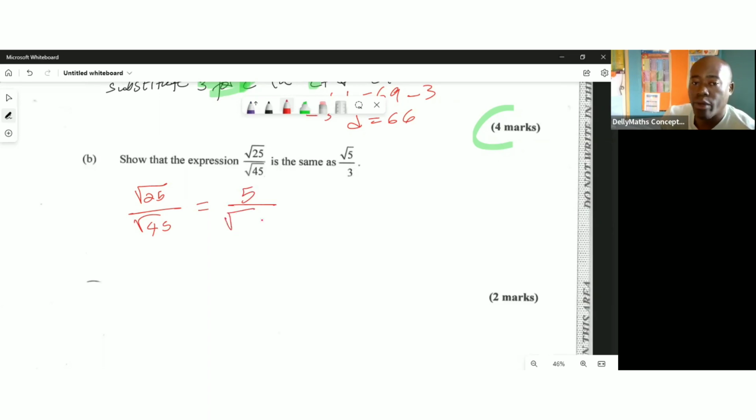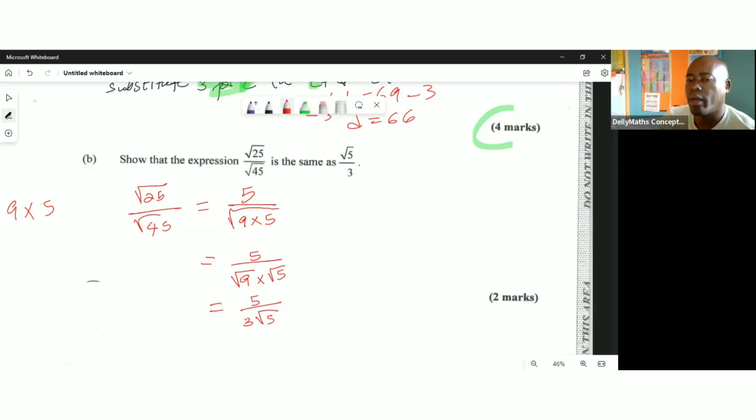But I want to represent the root of 45 using a perfect square here, which is 9, because I'm seeing where 9 times 5 will give me a 45. So then I could split it further and say root of 9 times the root of 5. And this would have given us 5 over 3 root 5.